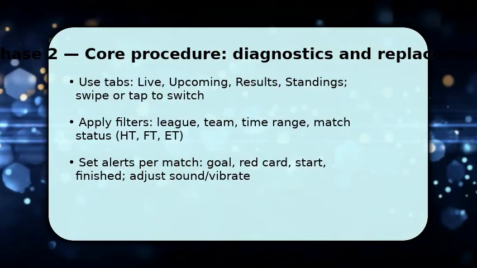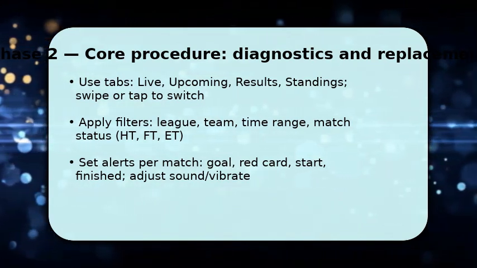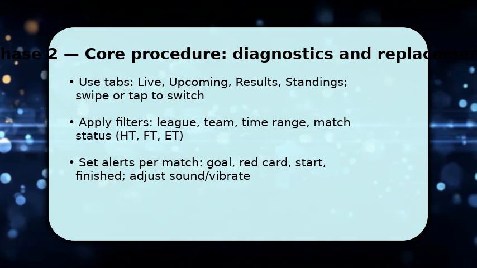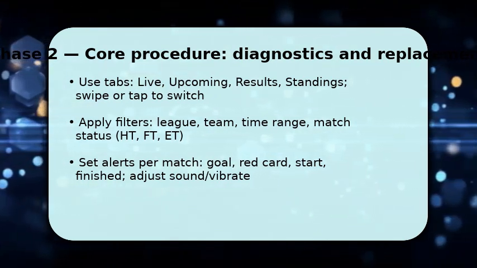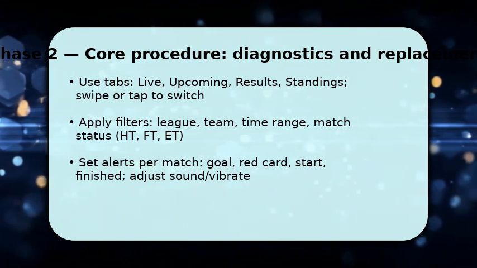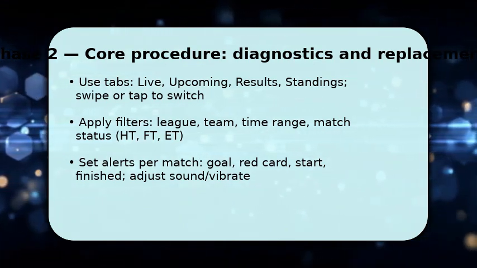Now you move into the app's core, feeds and filters. Tap Live to view ongoing matches. Swipe to upcoming and results to plan ahead because context matters for tracking form. Use league, team, and time range filters to reduce noise. Apply a single league filter, then refine with team selections.